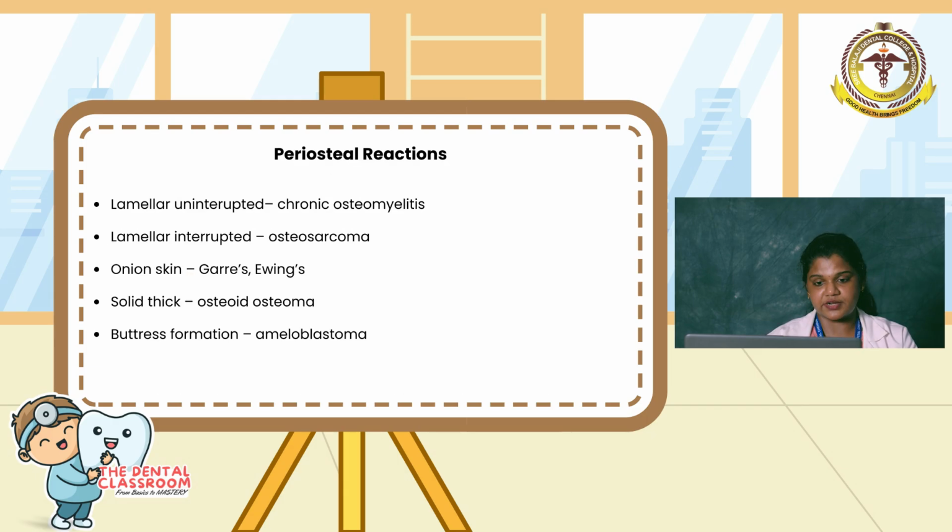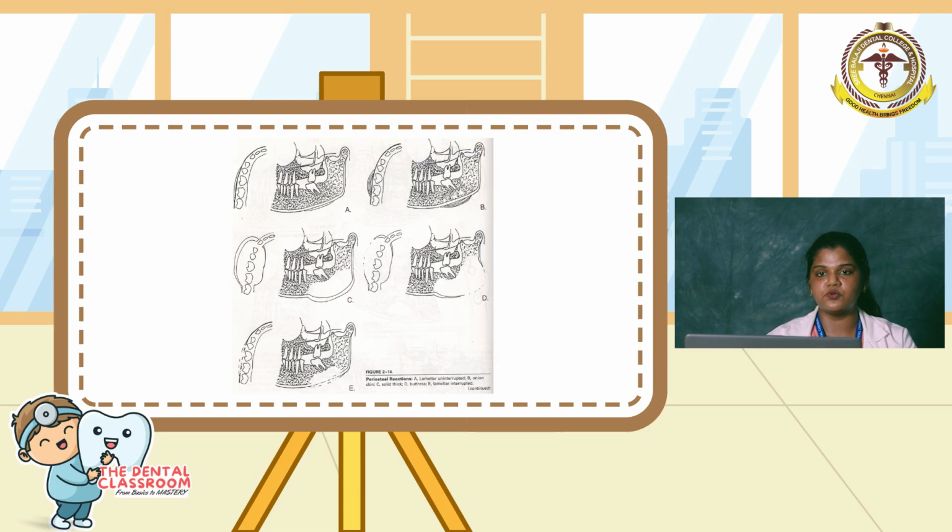Then there are the periosteal reactions. It can be lamellar uninterrupted, seen in chronic osteomyelitis, lamellar interrupted, seen in osteosarcoma, onion skin appearance seen in Garre's osteomyelitis and Ewing sarcoma, solid thick seen in osteoid osteoma, and buttress formation is characteristic of ameloblastoma. You can refer to the picture given on the right side.